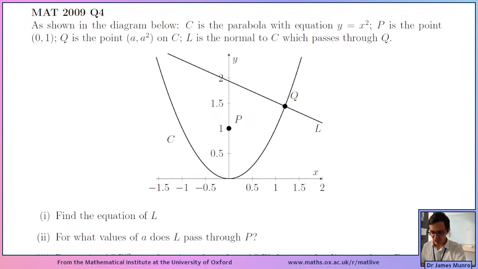Okay, if it's your first time seeing a MAT question, this is what they look like. They've got multiple parts. There's a diagram there. I'm going to copy a small version of the diagram over onto my whiteboard so that we can keep it. It's the parabola y equals x squared. Q is a point on there, and P is the point (0,1). We would like to find the equation of the normal.